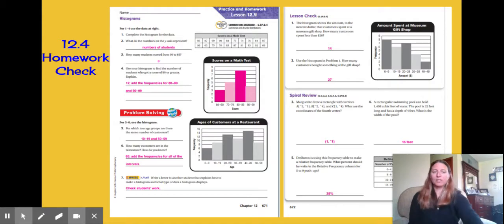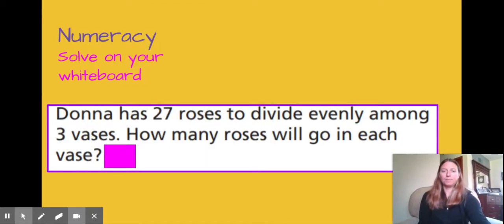Our numeracy problem for the day says, Donna has 27 roses to divide evenly among 3 vases. How many roses will go in each vase?